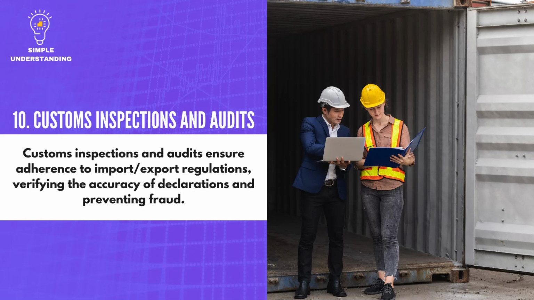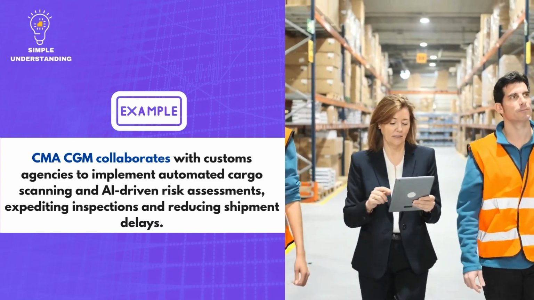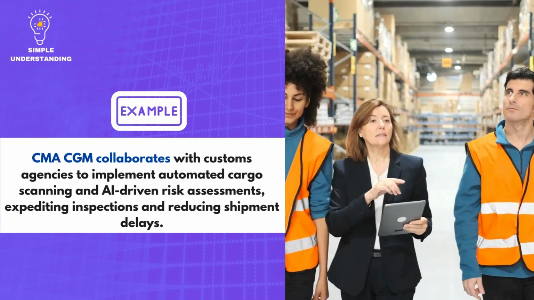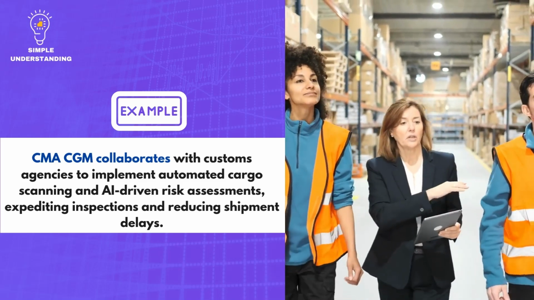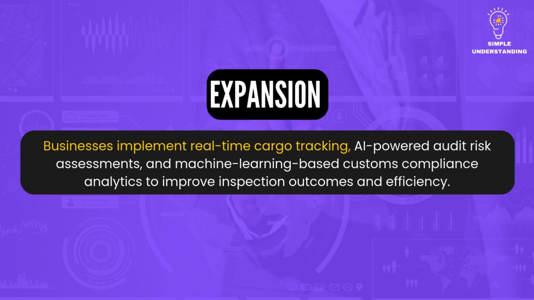compliance. 10. Customs inspections and audits. Explanation. Customs inspections and audits ensure adherence to import-export regulations, verifying the accuracy of declarations and preventing fraud. Real company example. CMA-CGM collaborates with customs agencies to implement automated cargo scanning and AI-driven risk assessments, expediting inspections and reducing shipment delays. Expansion. Businesses implement real-time cargo tracking, AI-powered audit risk assessments, and machine learning-based customs compliance analytics to improve inspection outcomes and efficiency.